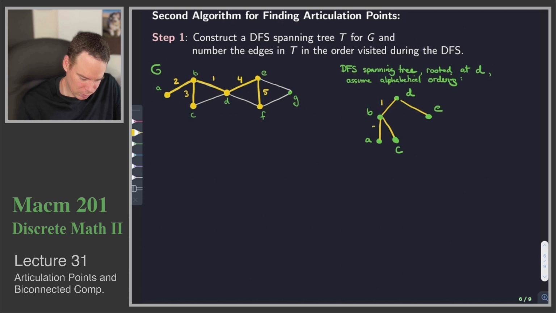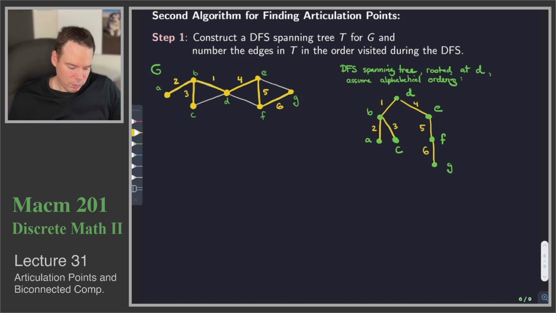And I haven't been labeling them here, so I'll label them 2, 3, 4. And so E goes out to F. And that's edge number 5. And then from F, we have an unvisited neighbor, that's G. And that's edge number 6. And so we're going out to G. And there's edge number 6. And so now we found our DFS spanning tree. So that's the first step. Construct the DFS spanning tree and number the edges in the order that you visit them.